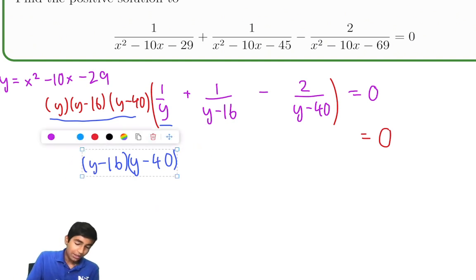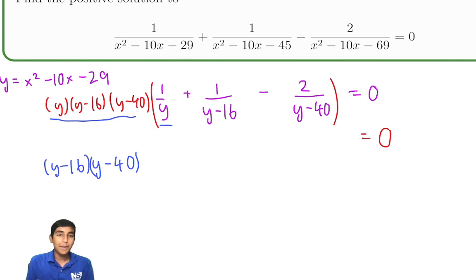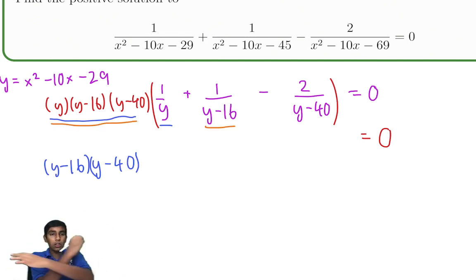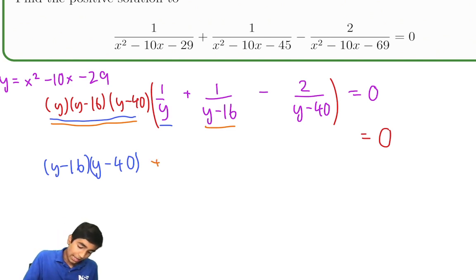So next, we have 1 over (y minus 16). What is 1 over (y minus 16) times all of this quantity here? Well, similarly, the y minus 16 terms cancel, because one is 1 over y minus 16, and the other is y minus 16. We're left with y times (y minus 40).